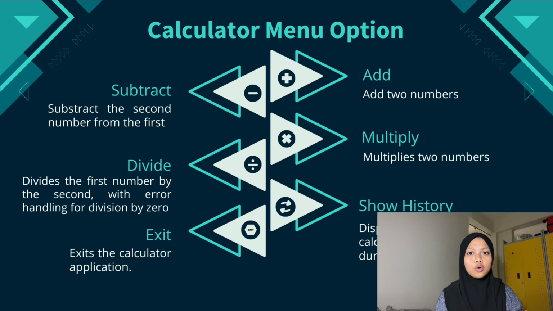The third one is multiply, where the first number is multiplied by the second number, and the fourth one is divide, where the first number is divided by the second number, and we also provide error handling for division by 0. The fifth one, which we call our special option, shows the history, so it can display the history from the previous session. The sixth one is the exit menu option, where the user can exit our calculator application.